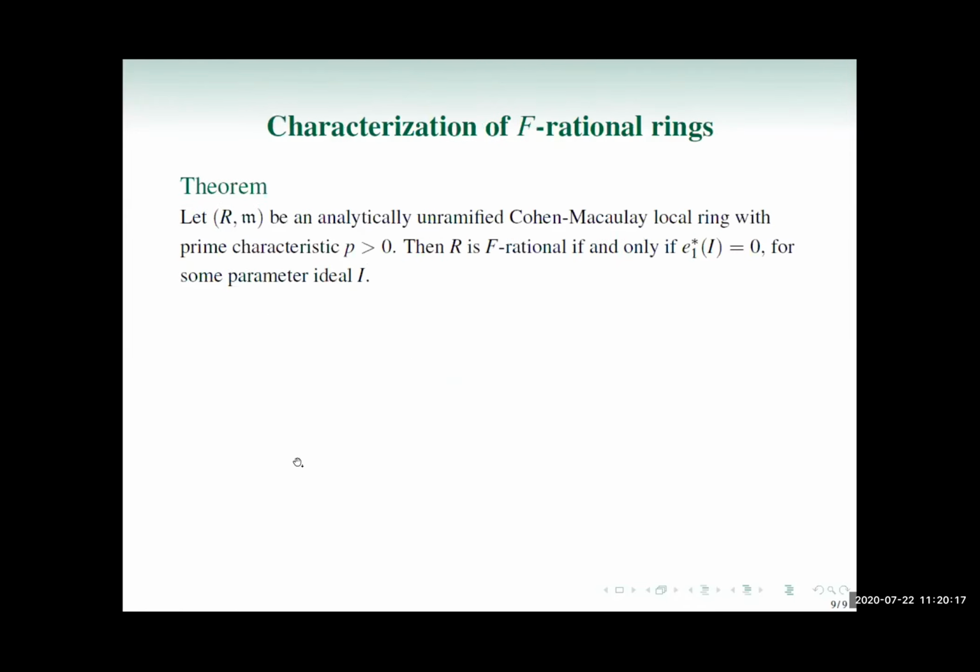So we assume that (R, m) is an analytically unramified Cohen-Macaulay local ring, prime characteristic p. Then the ring is F-rational if and only if e1 star of I vanishes for some parameter ideal I. I would like to emphasize here that we only need to check it for one particular parameter ideal I. Since it's a very short proof, I'll quickly give the proof.